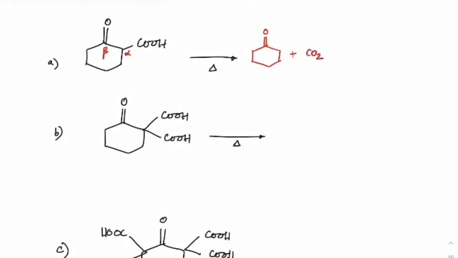Next one, you can see first COOH, this is also alpha and beta. Okay, and we just learned that this is like a malonic acid.